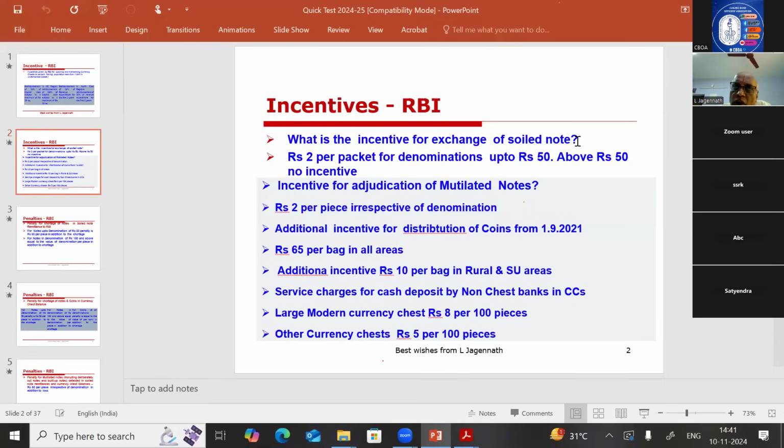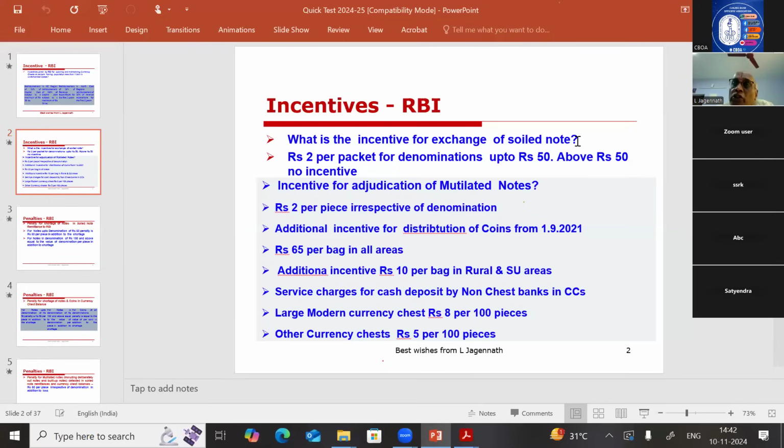Earlier, that note was called a cut note. Now there is no concept of a cut note. In soiled note remittance itself, you can send this note. So a note which has become so old, with wear and tear so high that you are not able to reissue it to the general public, is a soiled note. And a note cut into two pieces where both the pieces are available intact is also called a soiled note.